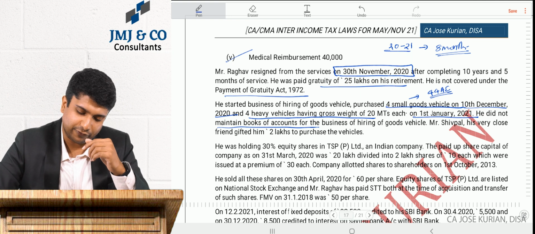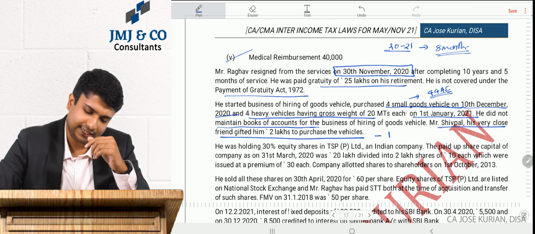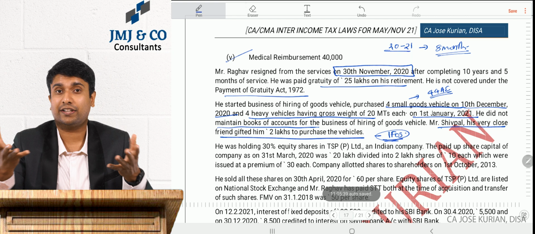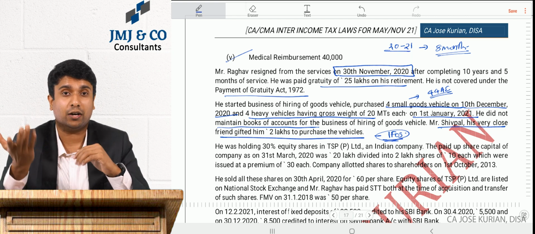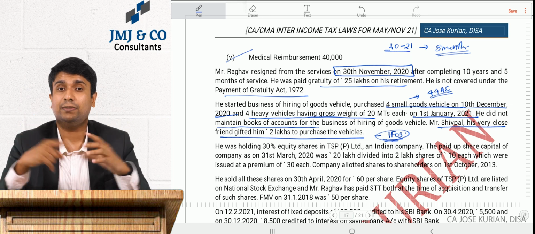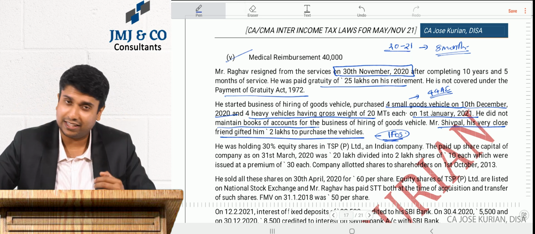Then, what is next? His friend Shivapal also gifted him a sum of 2 lakh. So this gift will be dealt under IFOS. Under section 56 subsection 2 clause 10, if you are getting money from your friend as a gift, and the amount of money is more than 50,000, then that entire money received in that particular financial year will be taxable under section 56 subsection 2 clause 10. Anyways, let's move forward.